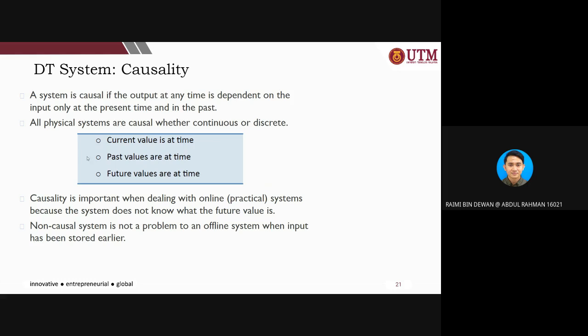So we see here causality is important when dealing with online, practical systems, because the system does not know the future value. The system only deals with values that are already known, which can be your present value or your past value, but not future. A non-causal system is not a problem for an offline system when the input has been stored earlier.